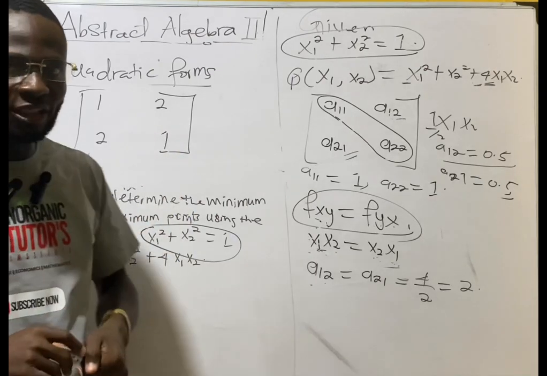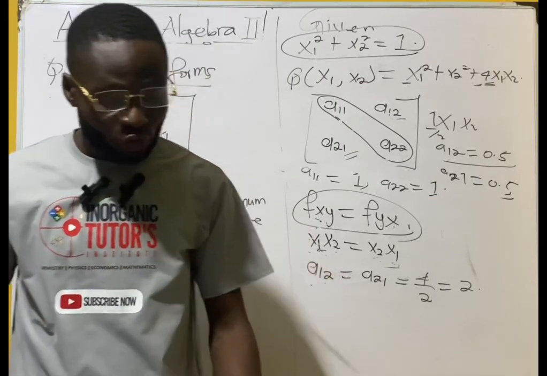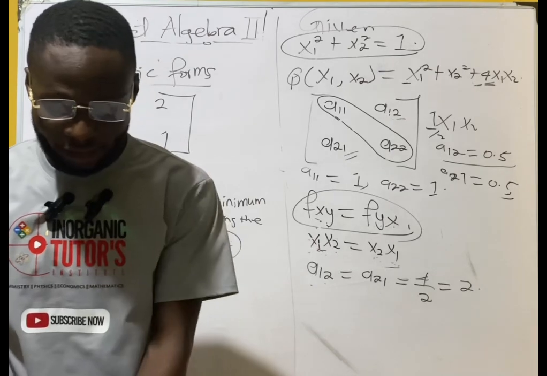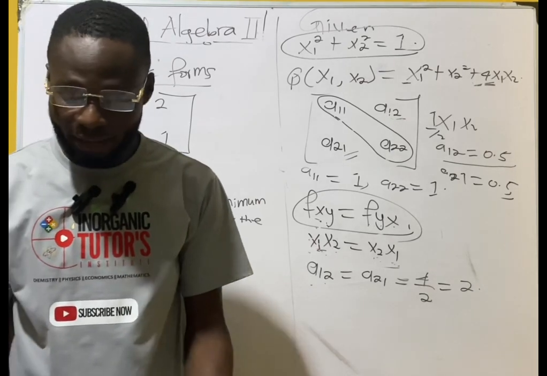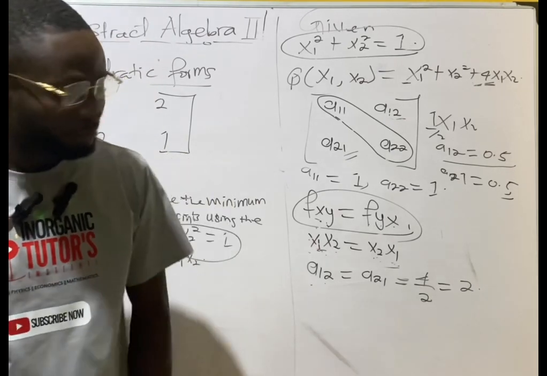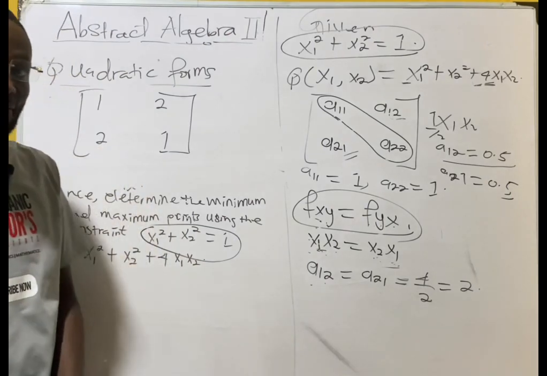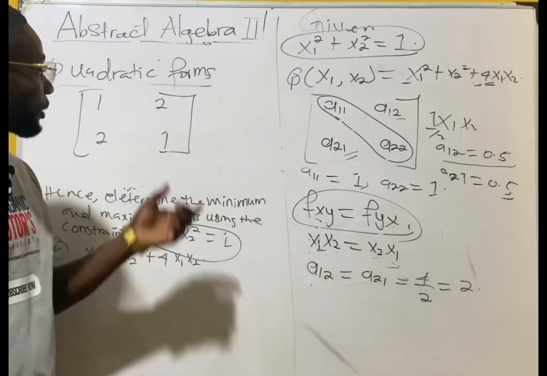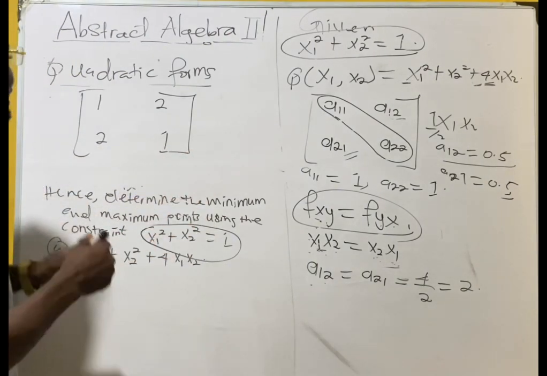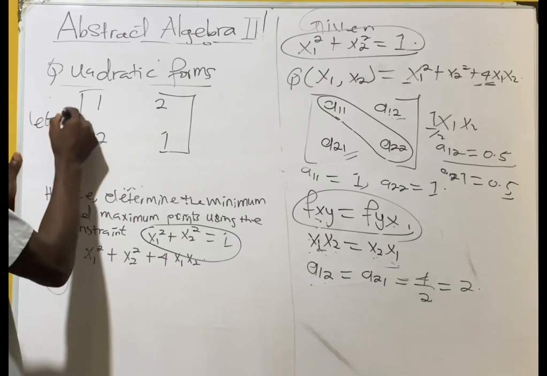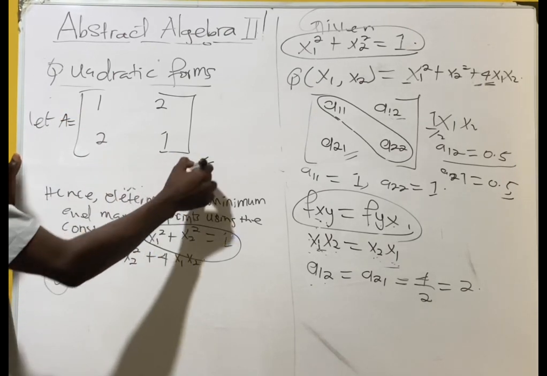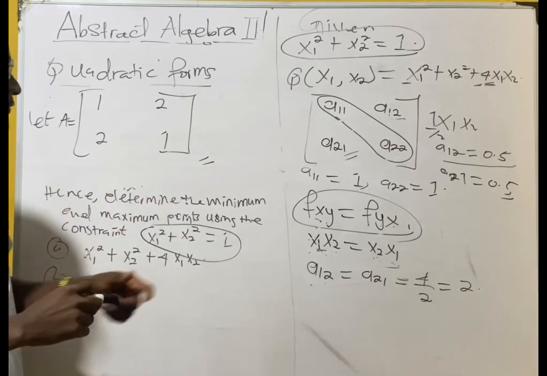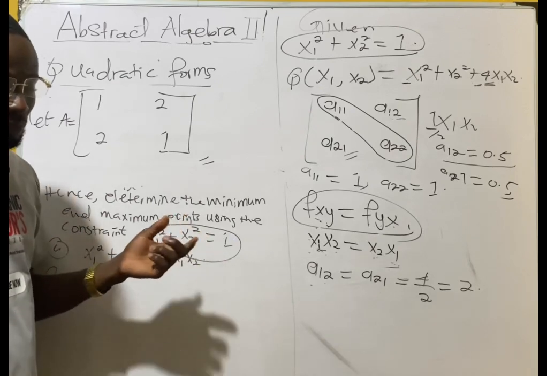I hope this explanation is cool. Okay, so now we have determined the matrix, right? We have been able to transform the quadratic form into a symmetric matrix. So let's say that this is A, the symmetric matrix. So we have gotten our symmetric matrix from the quadratic form.